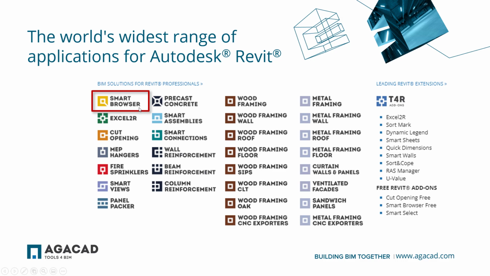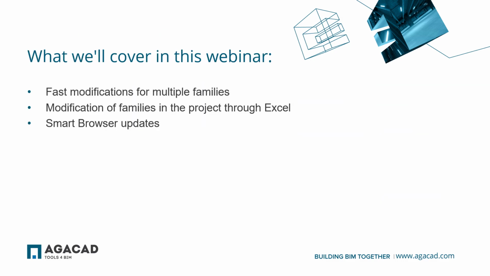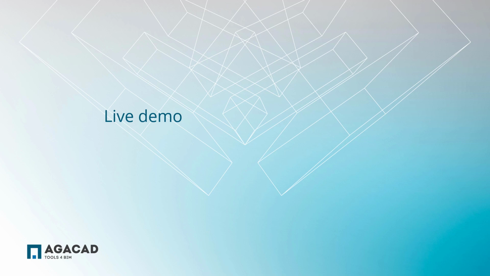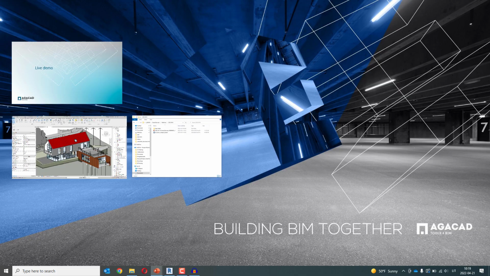And today we'll be talking specifically about the Smart Browser. This is the tool for library creation and element management inside the library, that can be used by a single user and by a company. In this webinar, we'll be covering specifically the modification part of the elements, and I'll show the new fast way of modifying multiple families in the library, and then the same thing, modification of families already placed in the project, through Excel. And I'll speak about some of the other updates of our tool. And to keep this short, let's jump to the model.